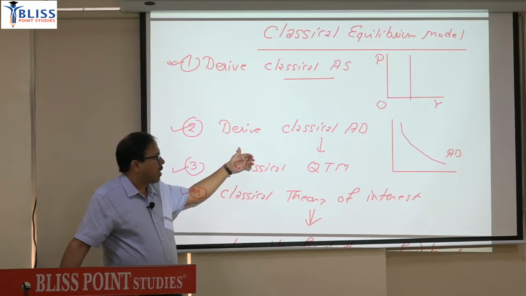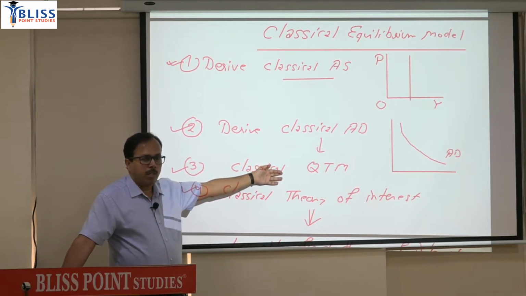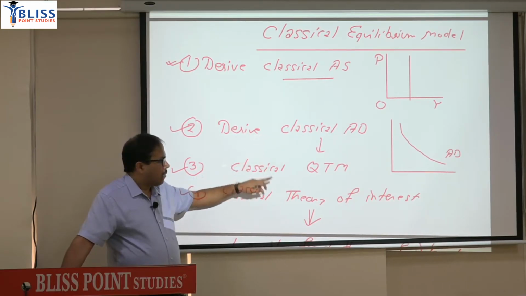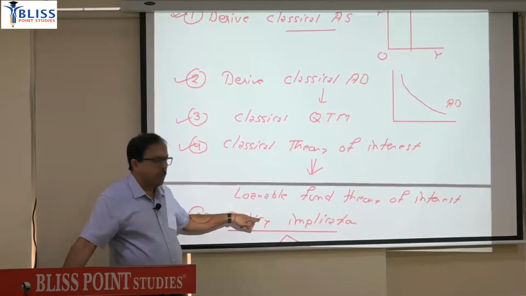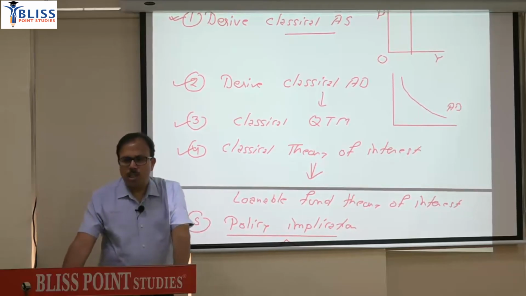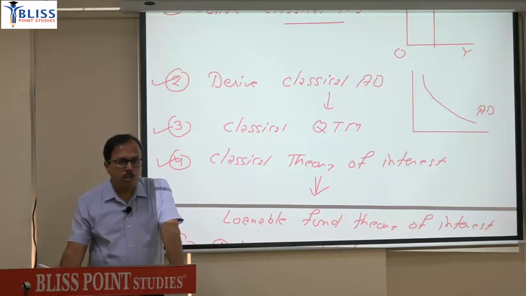Next class will be basically on, first of all, quantity theory of money, and after that classical AD, and then we will explain the loanable fund theory, and after that in the final class we will be explaining the policy implication. So usually classical model takes 3 lectures, so next 2 will basically still be on the classical model.